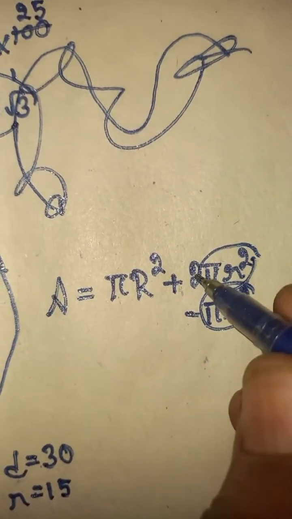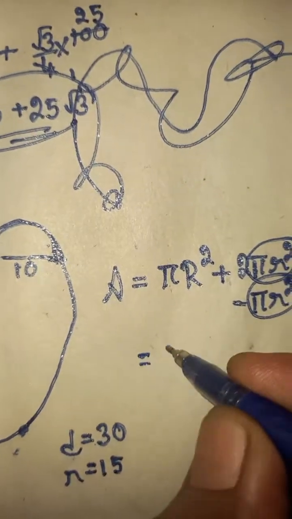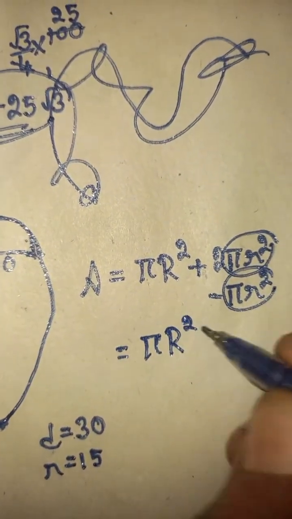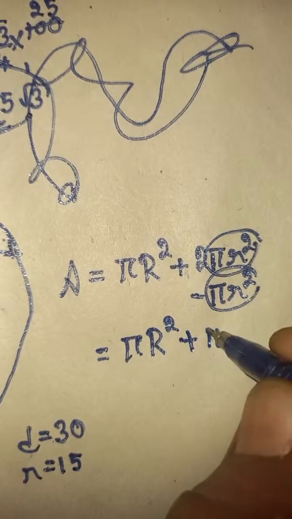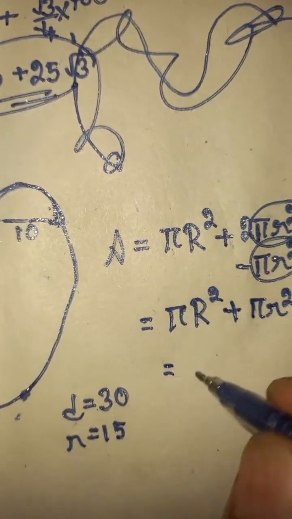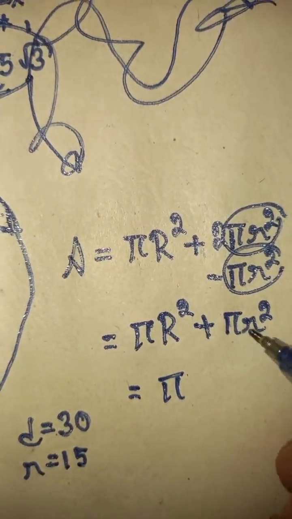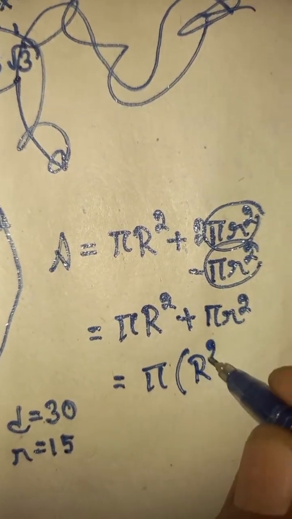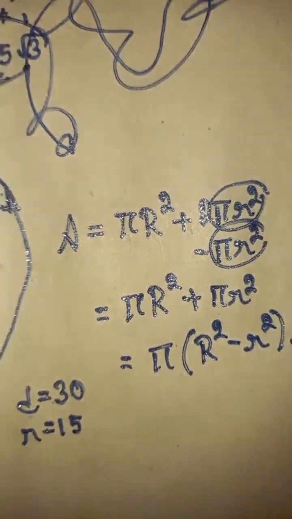This all term is equal. It is 2 minus 1 means only 1 remains. Pi capital R square plus pi small r square. When you go to do this one, you can take pi common among them. Here also pi, here also pi. So capital R square minus small r square.